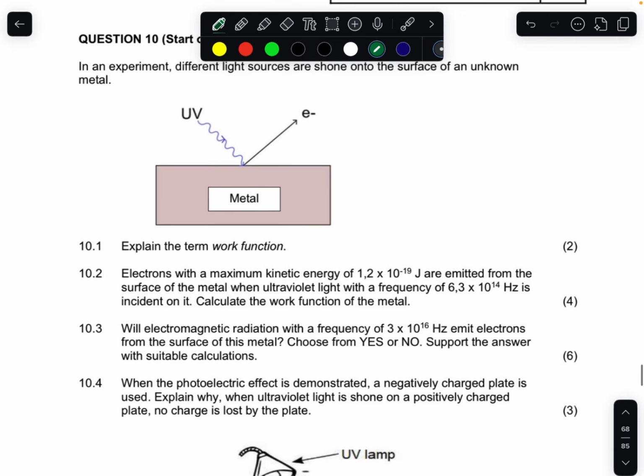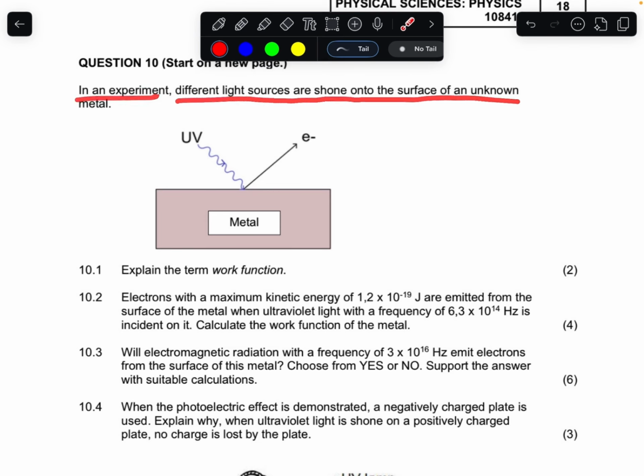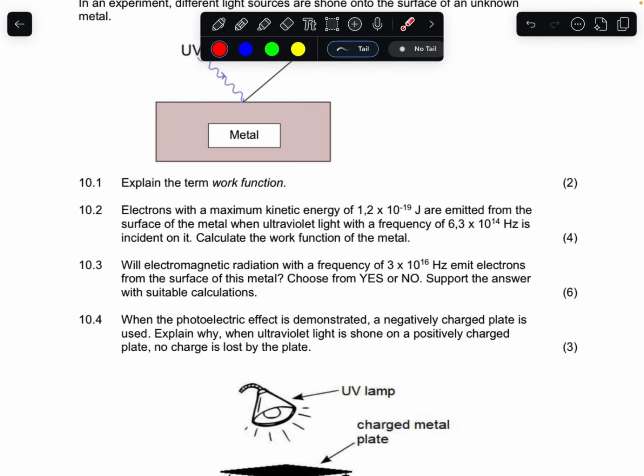The next question is the last question. It's the photoelectric effect. It says, in an experiment, different light sources are shone onto the surface of an unknown metal. So yes, the UV light is shone onto this metal, and then the photoelectric effect occurred there. Now, 10.1 says, explain the term work function. Guys, when we explain the definition, again, it's an exam guideline. The work function is the minimum energy that the electron in the metal needs to be emitted from the metal surface, right?